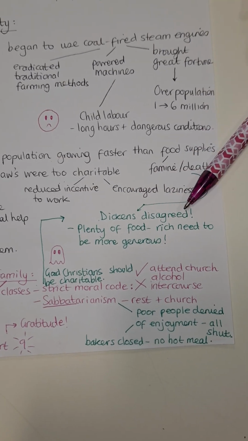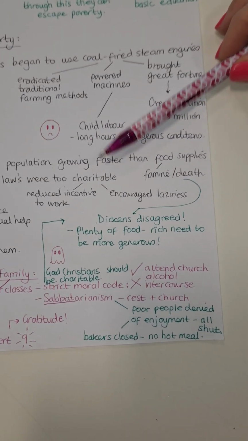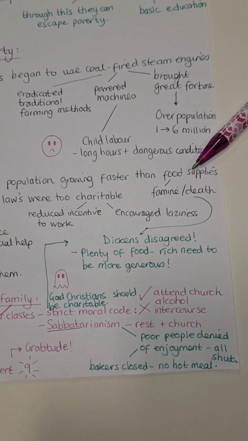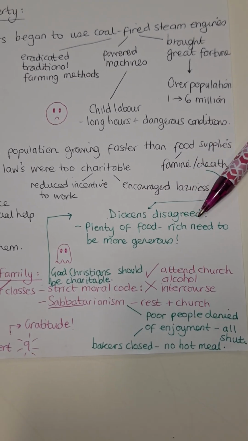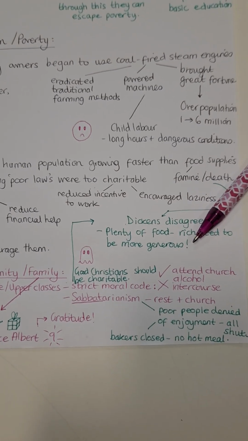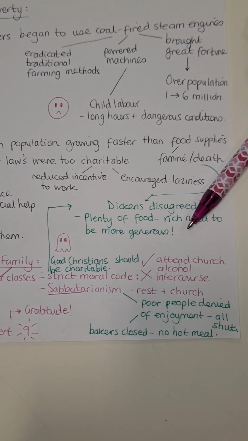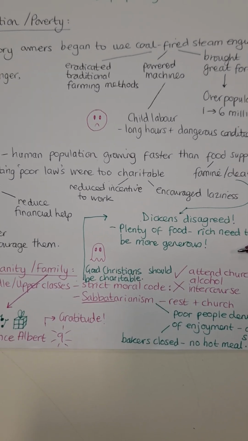He really disagreed with the idea that overpopulation is going to grow so much, but therefore reduce food supplies, and everyone's going to die. And he said, actually, there's plenty of food. The rich just need to be a bit more generous. They're not very charitable in society at the moment. So he made that very obvious through the character of Scrooge as well.